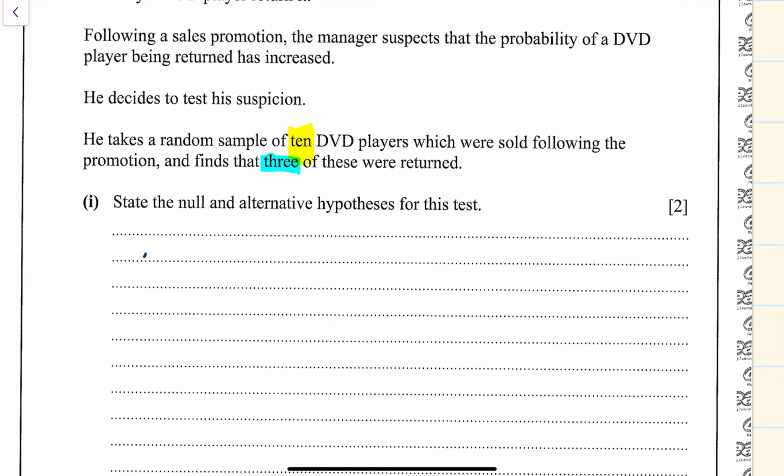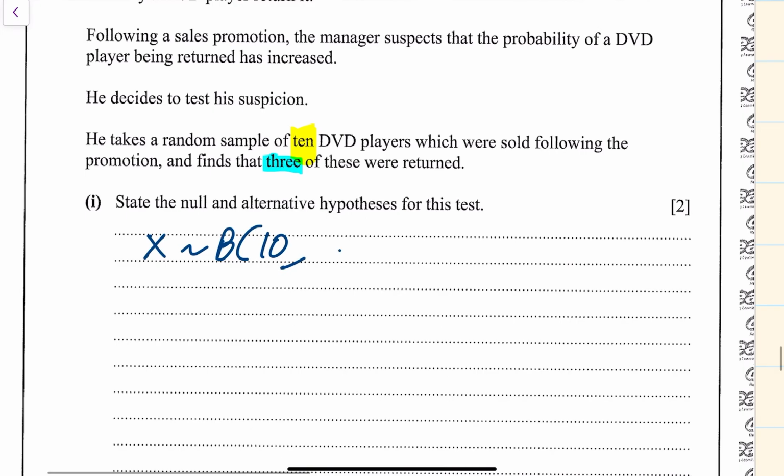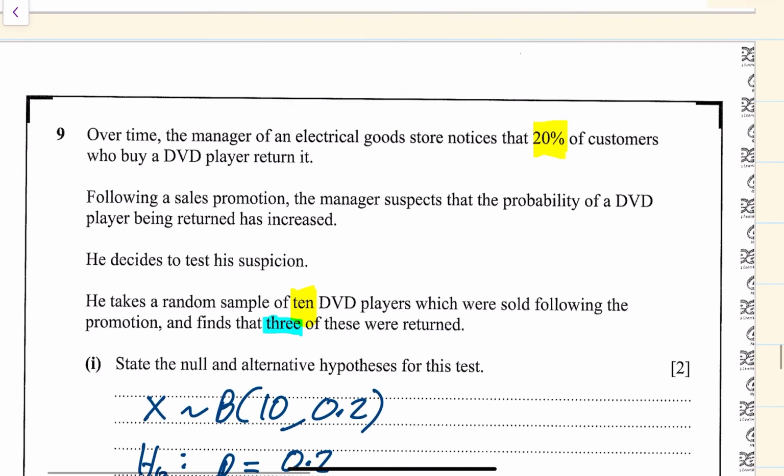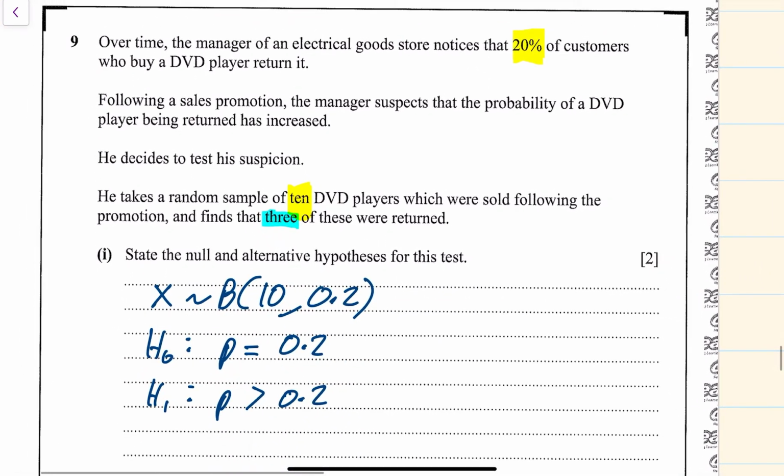So this is Edexcel. It's a binomial, 10 and 0.2. The probability of something being returned is 0.2. And he thinks it has increased. So that's why it's going to be p is greater than. So the initial probability that we're trying to prove has changed was 0.2. And he thinks there's more than 20% of people returning them. So that's where we're getting all of that. So that's all it is.